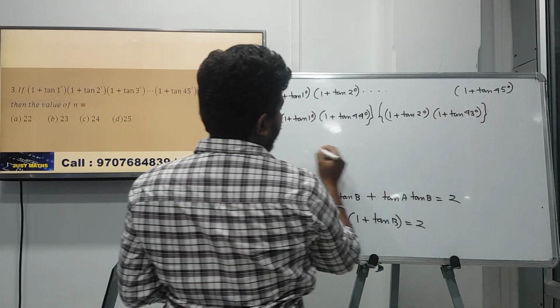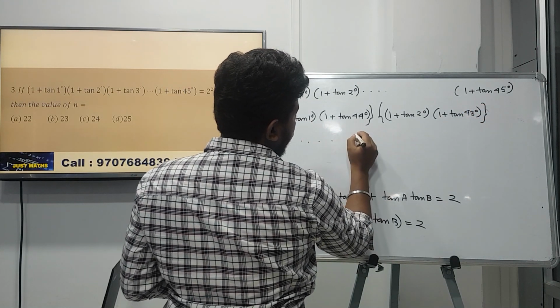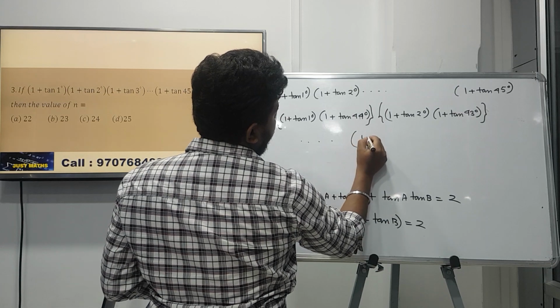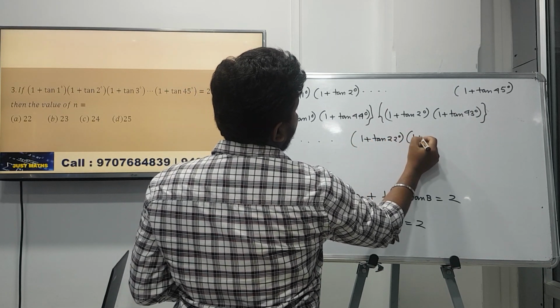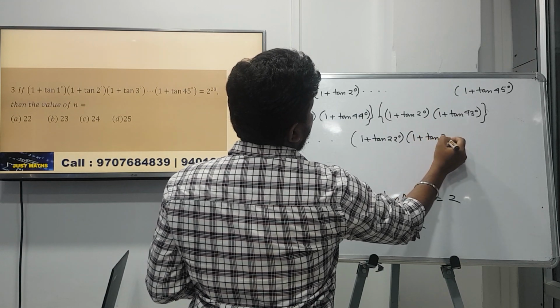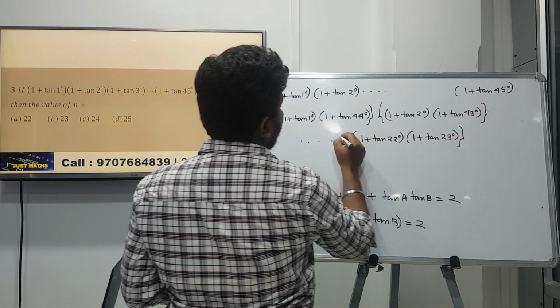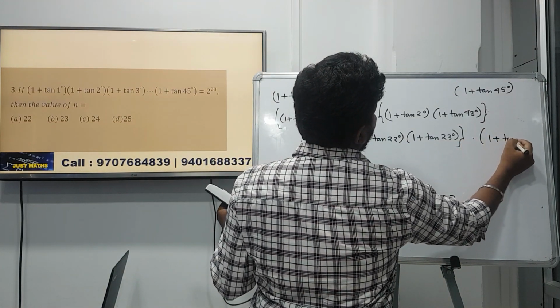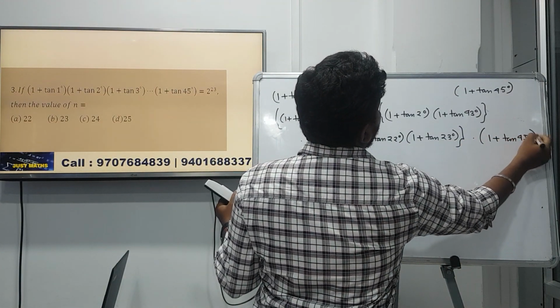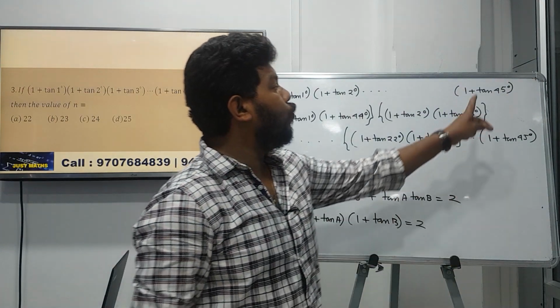Second pair. Now the last one is 1 plus tan 22 degree into 1 plus tan 23 degree. This is your last pair, into 1 plus tan 45 degree. What is tan 45 degree? This is equal to 1.